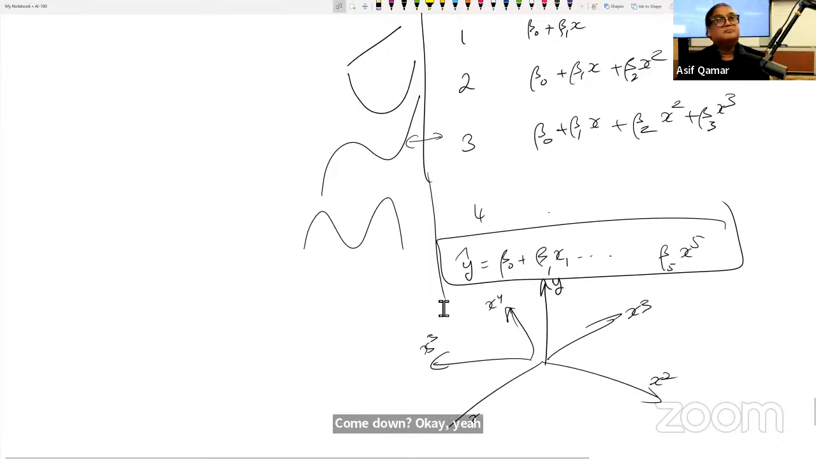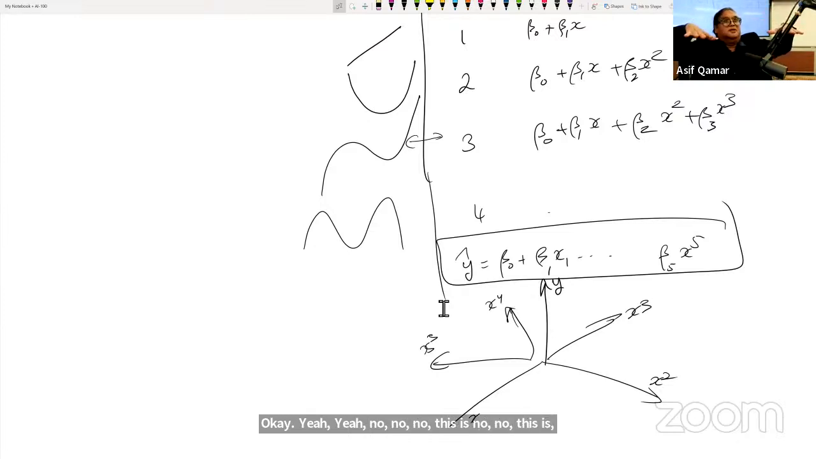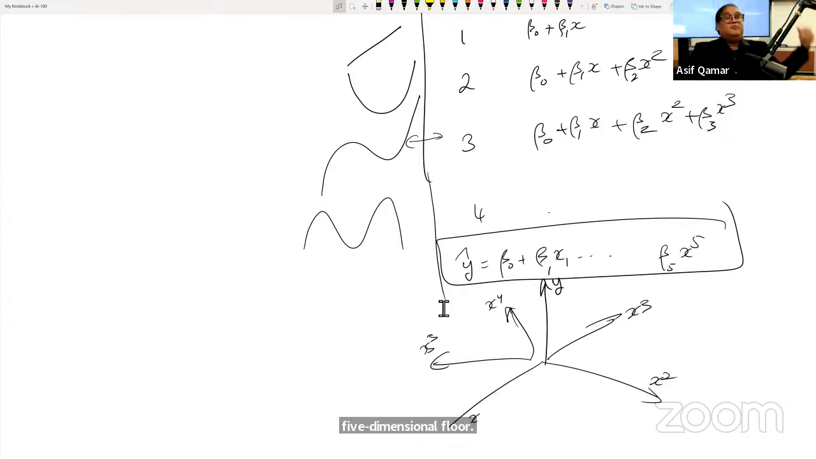What about the sphere? This is hard to imagine, but I'm imagining a 5-dimensional floor, right? Rising above it is Y. Now, how do you imagine a 5-dimensional floor? You imagine a 2-dimensional floor and very loudly say, as you can see in 5 dimensions.